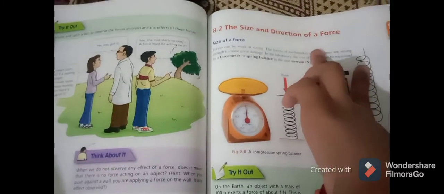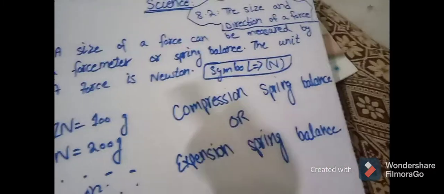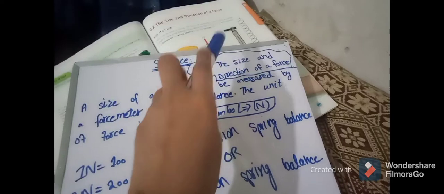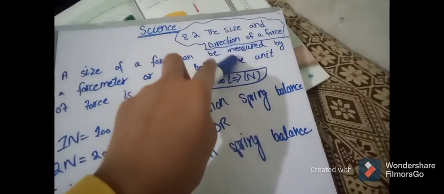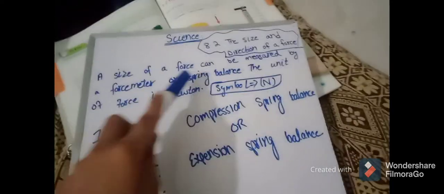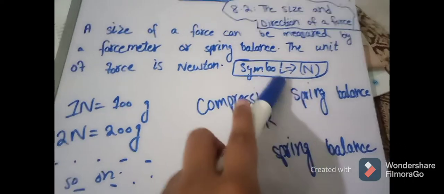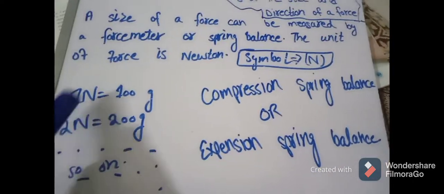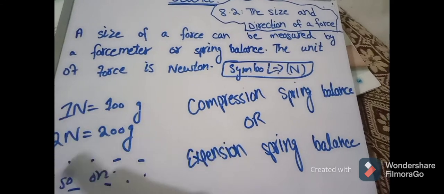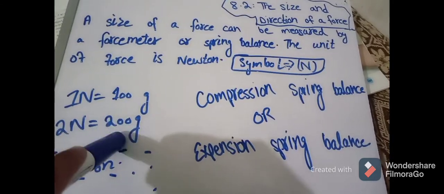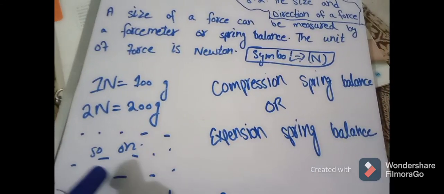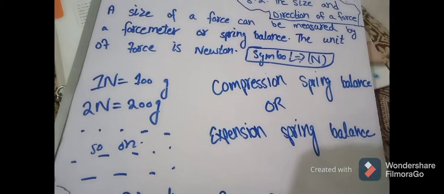Let's recall 8.2, where we learned the size and the direction of a force. The size of a force can be measured with a force meter or a spring balance. The unit of force is the newton. The symbol is N. 1 newton is equal to 100 grams, 2 newtons 200, 3 newtons 300, 4 newtons 400.